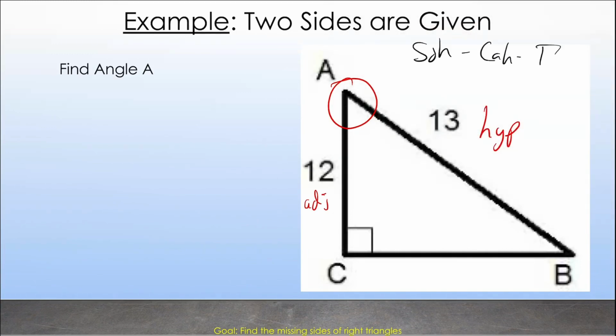So SOHCAHTOA: adjacent and hypotenuse, cosine. Okay. So I'm going to say the cosine of A equals my adjacent 12 over my hypotenuse 13.